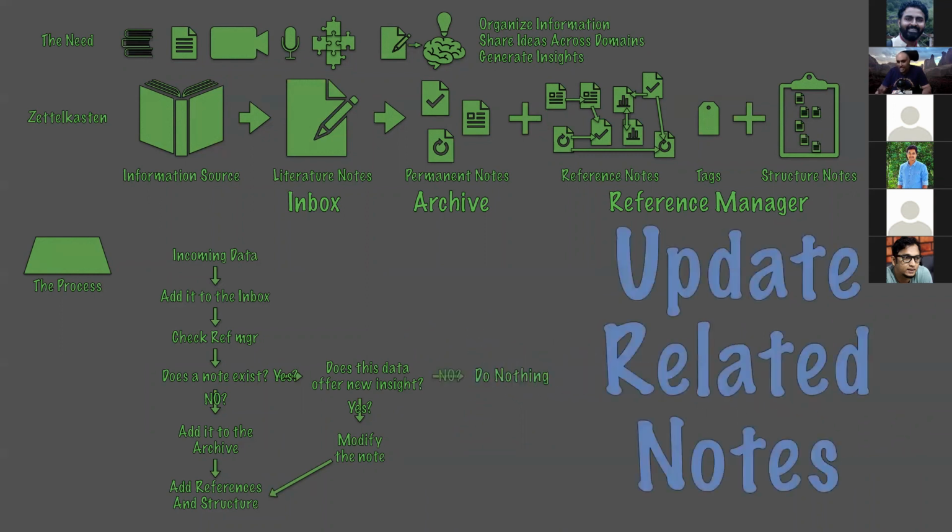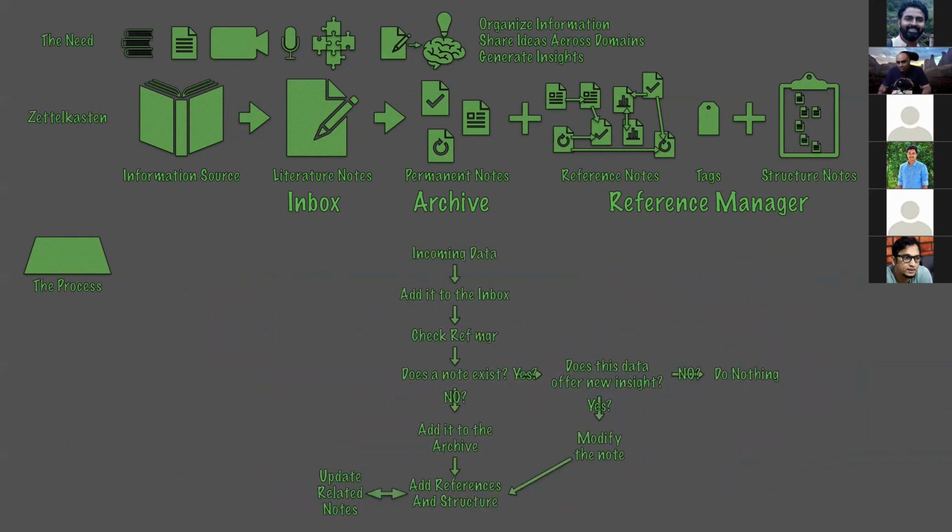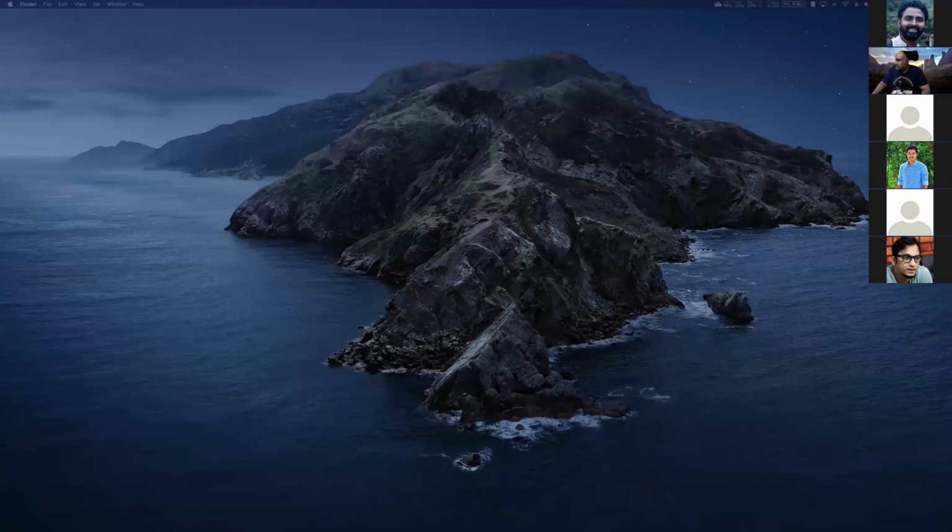The last thing that you need to do is update all the related nodes. As a result of, let's say, a note being added or a note being modified, there are new insights being generated, or what you thought was possible is no longer possible. You need to go and update the related notes. And that is basically the process. I know this is abstract, so what I will do now is walk you through what I have done, and then hopefully it'll be more understandable.